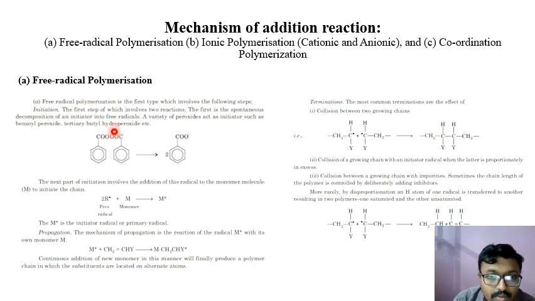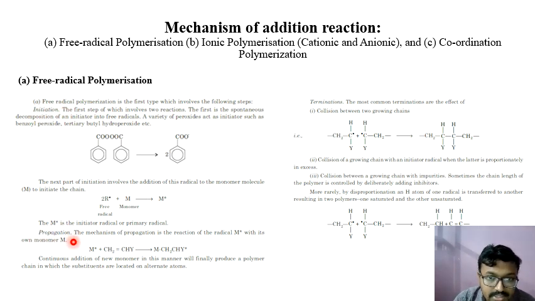In free radical polymerization, we need some starting molecule, some peroxide that will give us a radical. Here is an example of benzoyl peroxide. On heating, it will give a benzoyl radical. This radical will react with the monomer and then start the polymerization reaction. All this mechanism involves three steps. First one, initiation step.